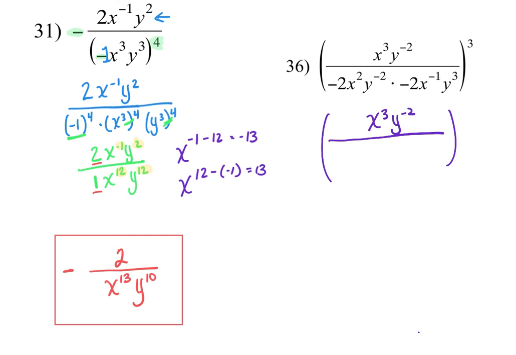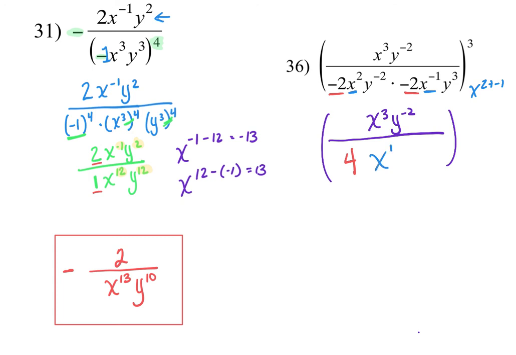All right? So let's look at my numbers. -2 times -2. What's -2 times -2? +4. Let's look at my x's. X squared, x to the -1. I add those. What is 2? So I have x to the 2 plus -1. What do I have down there? X to the first power.